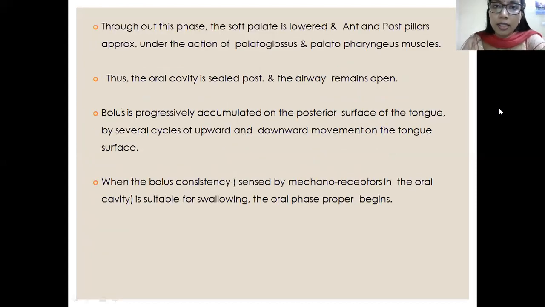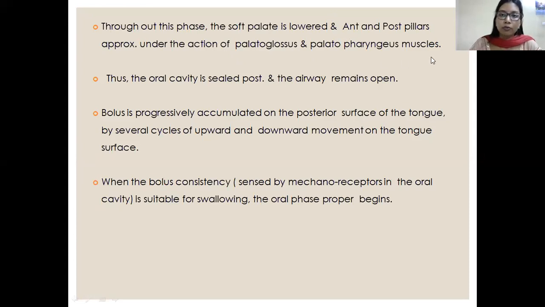So throughout this phase, the soft palate remains lowered and the anterior posterior pillars approximate. So which muscles form the anterior and posterior pillars? Yes, students, which muscles form your anterior pillar and which muscle forms the posterior pillar of the tonsillar fossa? I think the answer itself is in the next line. So the anterior pillar is formed by the palatoglossus muscle and the posterior pillar is formed by your palatopharyngeus muscles.